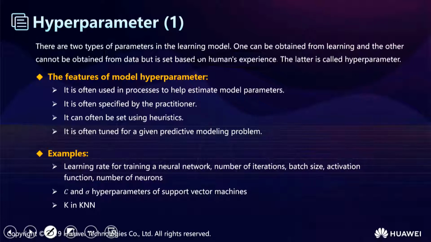And for hyperparameters, it has the following features. It is often used in the process to help estimate model parameters. It is often specified by the practitioners, and it can often be set using heuristics. It is often tuned for a given predictive modeling problem. For example, the learning rate for training neural networks, the number of iterations, the batch size, and activation functions are also hyperparameters.